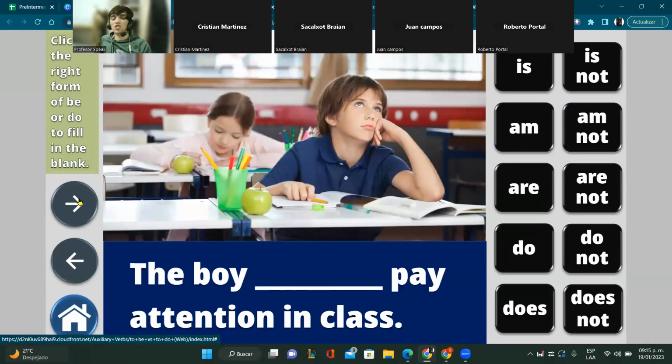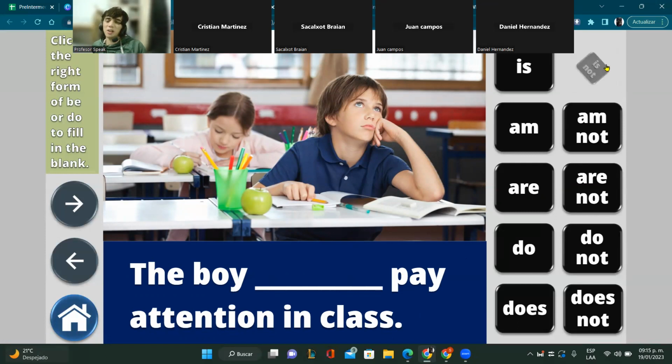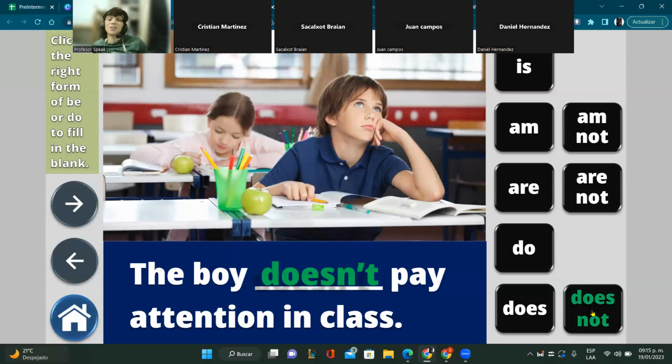The boy pay attention in class. We have a verb here, pay attention. The boy don't pay attention? The boy, singular noun? The boy don't? Isn't? The boy isn't pay attention? Let's see. The boy doesn't pay attention. Very good. The boy doesn't pay attention in class.